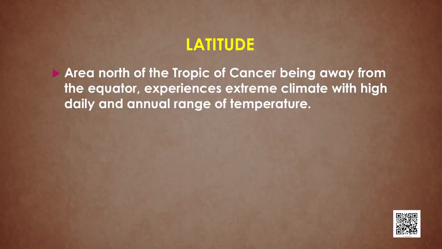So, the regions near to the equator experience a lower range of temperature, whereas as you move away from the equator, the range automatically increases. Area north of the Tropic of Cancer, being away from the equator, experiences extreme climate, and the regions near to the equator have a smaller range of temperature.